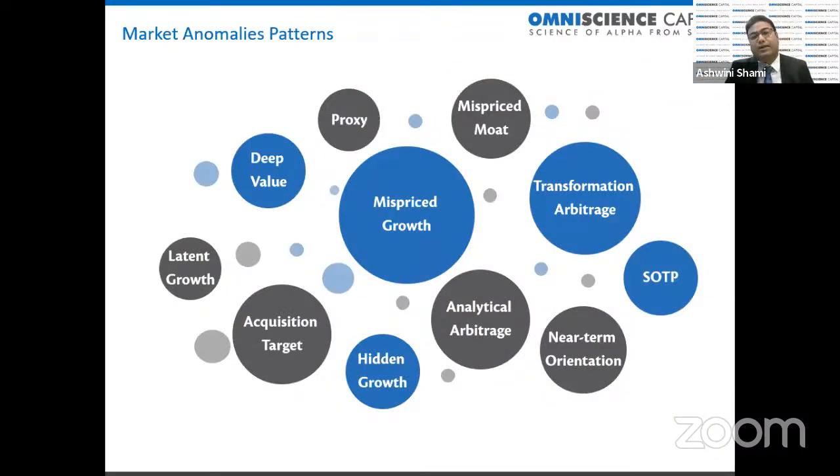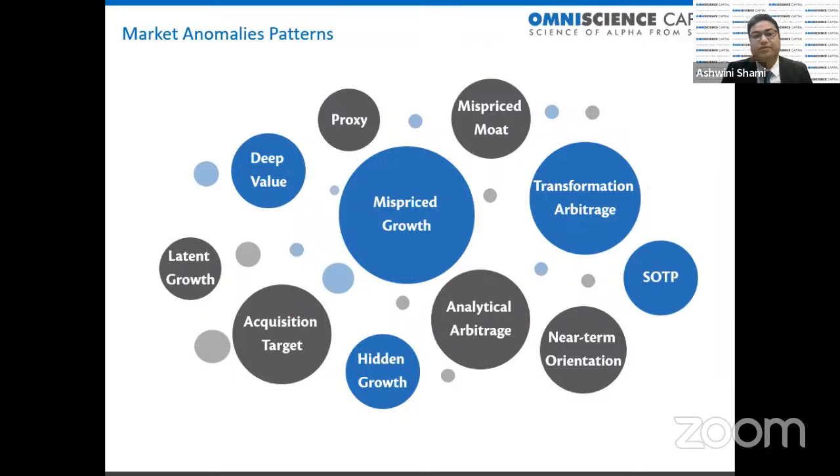Now, many people ask, okay, how is it possible, right? You're talking about all good things, all fundamentally strong and still mispriced and still in the blind spot of Mr. Market. So that happens. There are market anomalies. These are different types of patterns. This in itself is a separate study, but we have listed here what we see in the market.